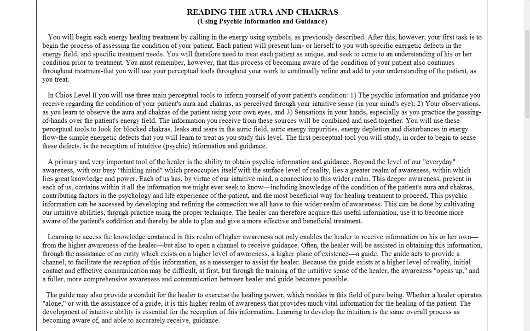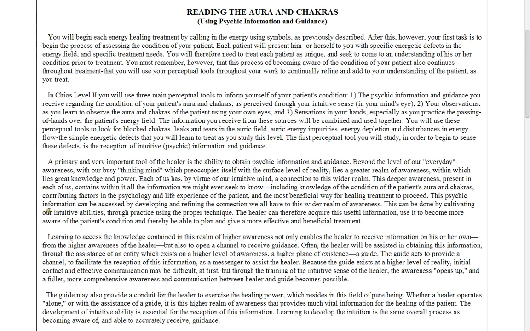So, including knowledge of the condition of the patient's aura and chakras, contributing factors in the psychology, psychicology, and life experience of the patient, and the most beneficial, benevolent way for healing treatment to proceed. So your being has all the information you need to know what you need to know to begin, start, and proceed.